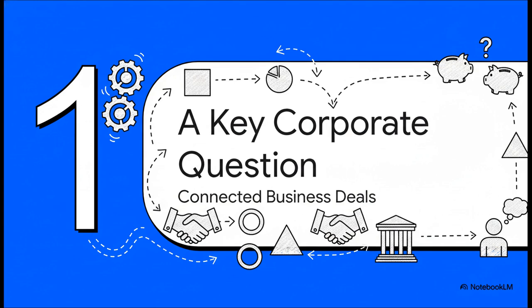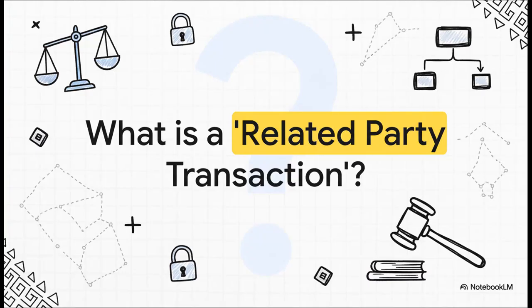So think about this. What happens when a company starts doing business with people or other companies it's already really close to? Insiders. It's not just a simple deal at that point. It becomes this critical corporate question that can seriously affect everything from shareholder trust all the way to the company's bottom line. And that brings us right to the heart of our explainer today. What in the world is a related party transaction? It sounds complicated, I know, but don't worry. We're going to break this whole legal puzzle down piece by piece.